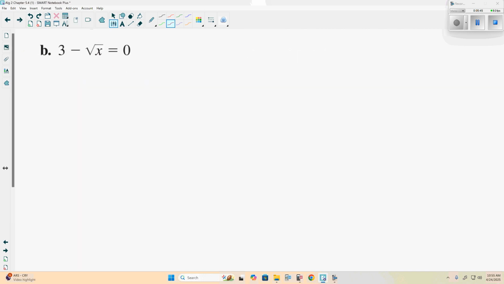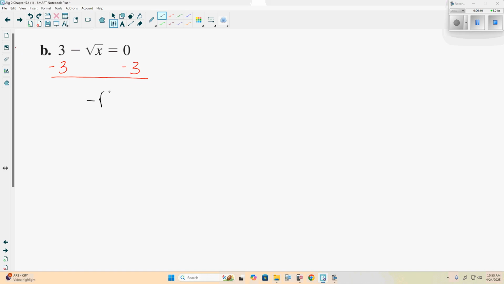All right. Let's look at the next one. 3 minus the square root of x equals 0. Is there one radical? Yes. So we need to get it by itself. What's the first thing we can do to get it by itself? We can subtract 3 from both sides.